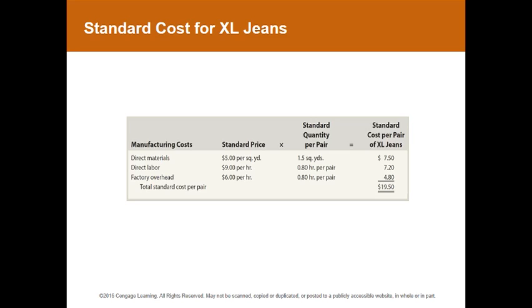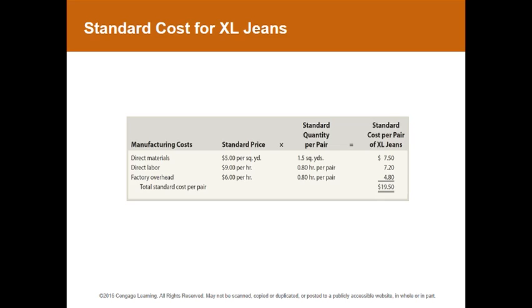We have a standard price of $9 per direct labor hour. This is our basic average for direct labor. We know it should take 0.80 hours to create a pair. So for direct labor, we have $7.27 standard cost per pair of XL jeans.